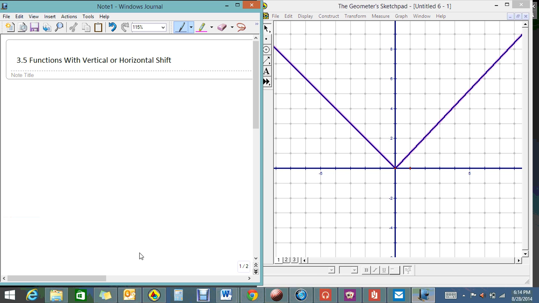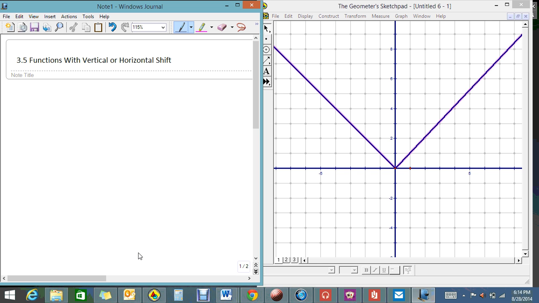Okay, this video is in section 3.5. It's the first video, functions with vertical or horizontal shifts. So we're going to talk about all of our functions, all those functions that we did in the library of functions. Now we're going to shift them around. So in this video, we're just going to shift them. We're going to keep them the same shape.